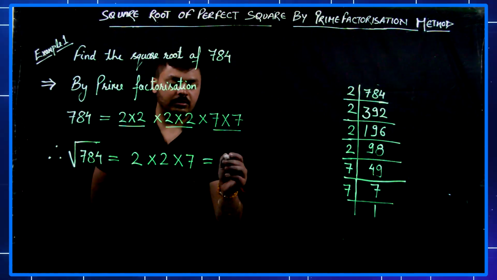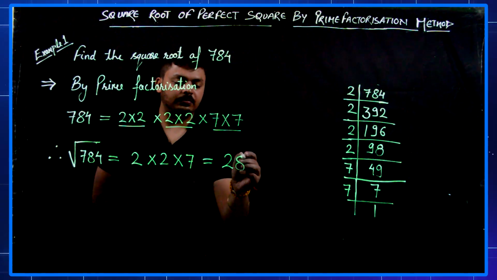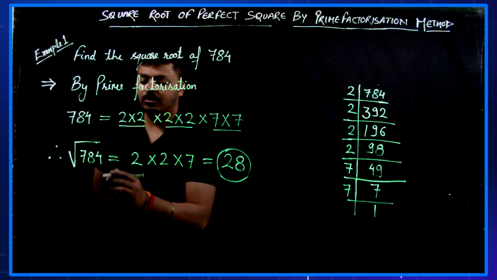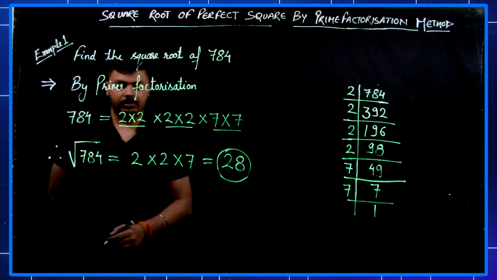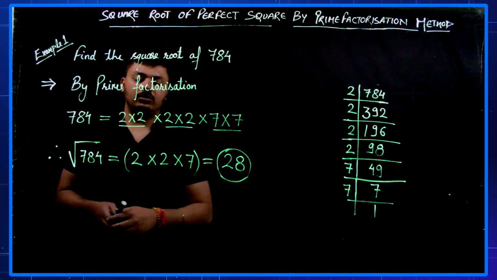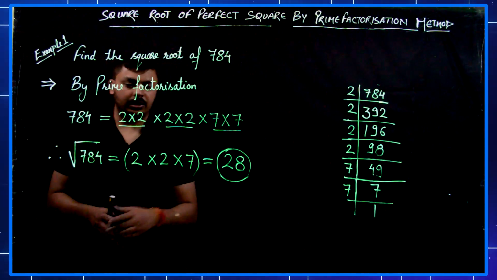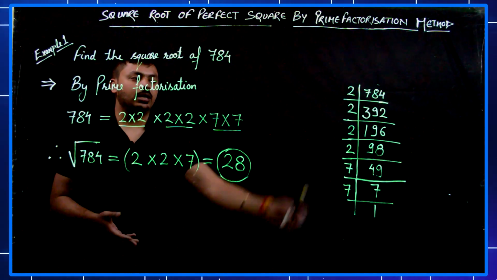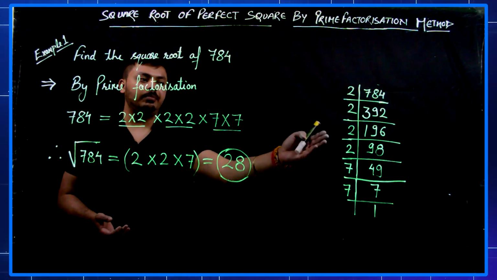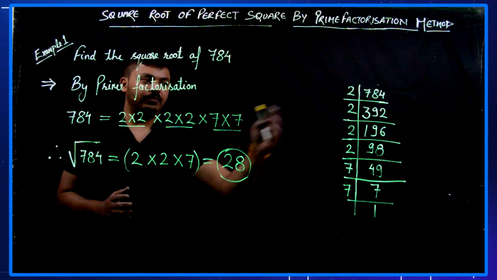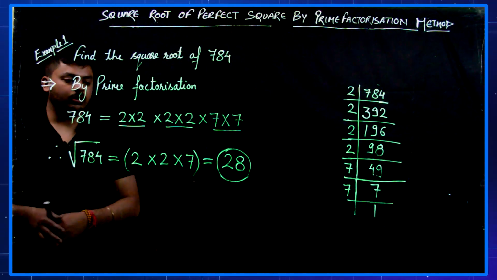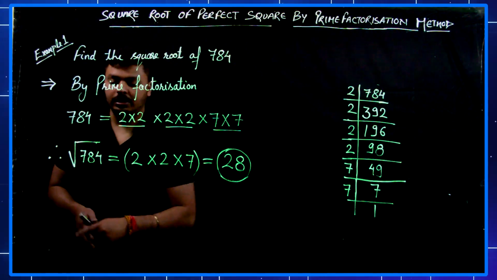So we get 28. So the square root of 784 is 28. So therefore the square root of 784 is 28 by prime factorization method. So this is how we find the factors, and then pairing the factors, and then forming the pairs of equal factors, and then we can find the square root, that is 28 in this case.